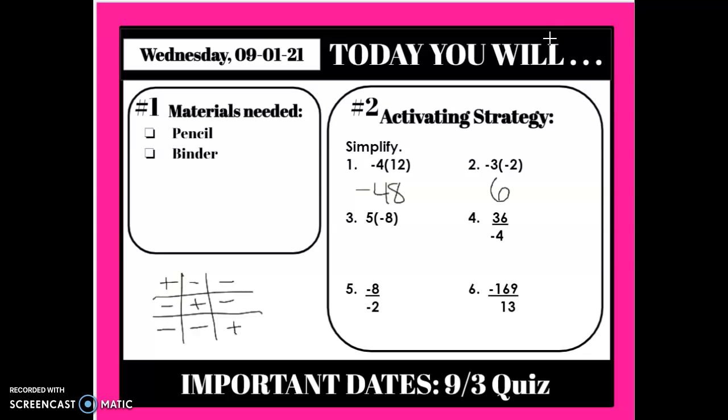Number 3, 5 times negative 8 would be negative 40. Number 4, remember that fraction bar means division. So this is 36 divided by negative 4. So that would be negative 9. Number 5, negative 8 divided by negative 2 would be positive 4. And then negative 169 divided by 13 would be negative 13.